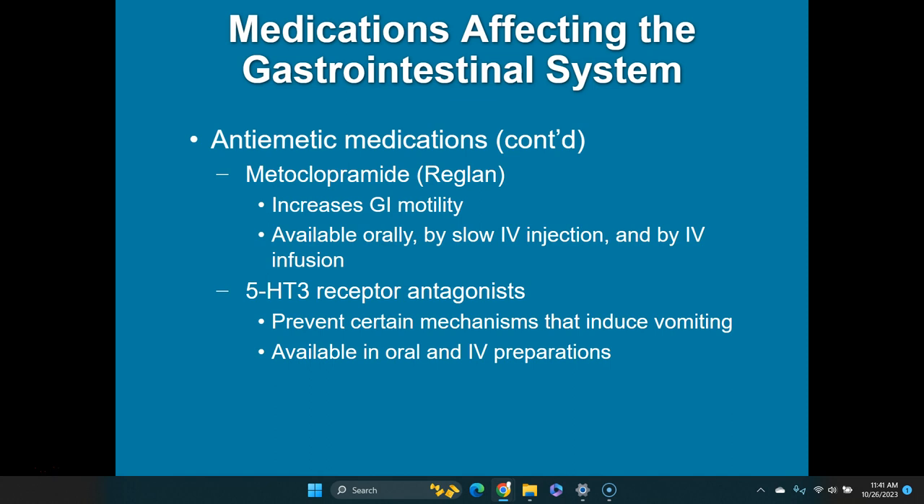Reglan increases GI motility, actually, which seems counterintuitive, but it does help with nausea. Given IV, orally, or IV infusion.